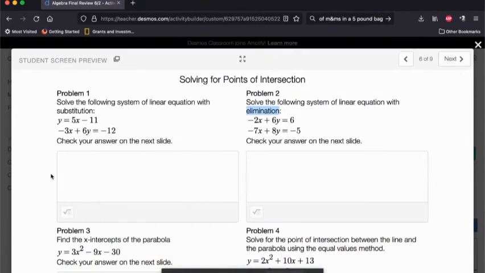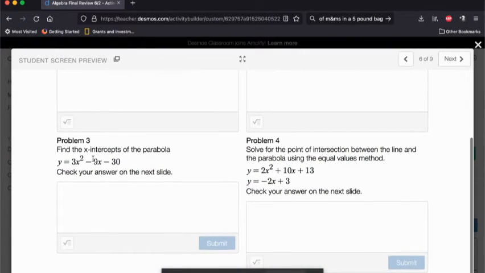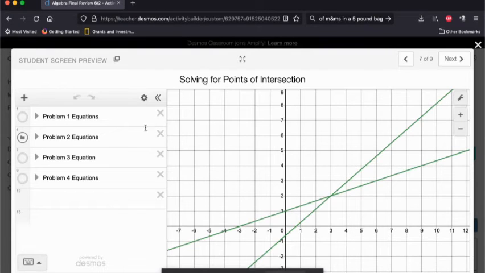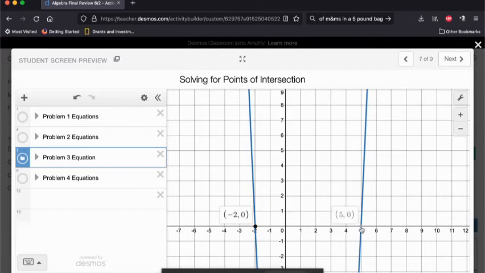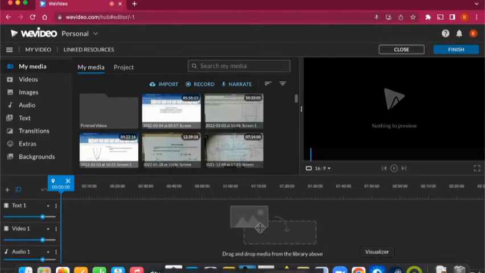All right. So problem 3 is asking us to find the x-intercepts of a parabola. So, turn this on. Oops, made an error. So if you take a look, we're going to find out that our x-intercepts happen at -2 and 5. But the problem does say solve for them. So let's take a look at how we did that.